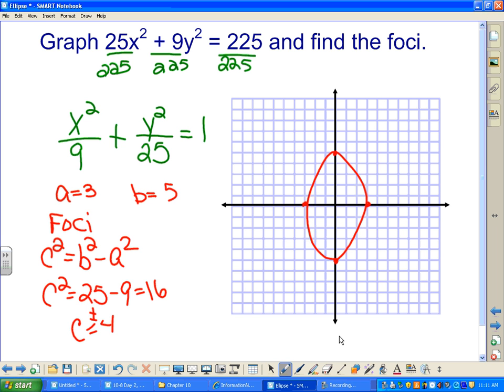So, 1, 2, 3, 4. Here's one focal point. It's at 0, 4. And the other one is down here at 0, negative 4. So if you wanted to, you could put that your foci were at 0, plus or minus 4.